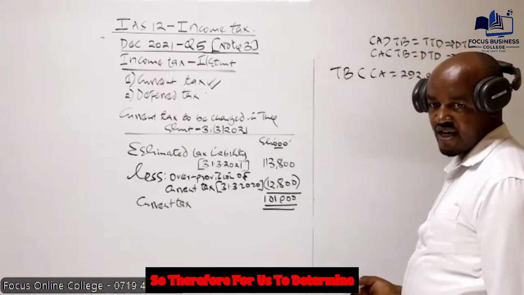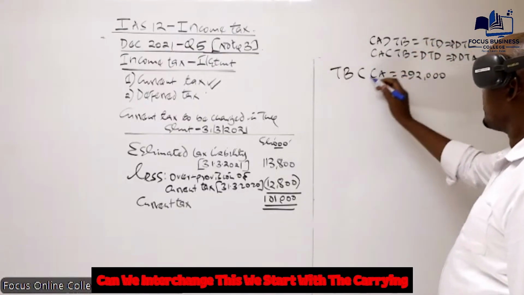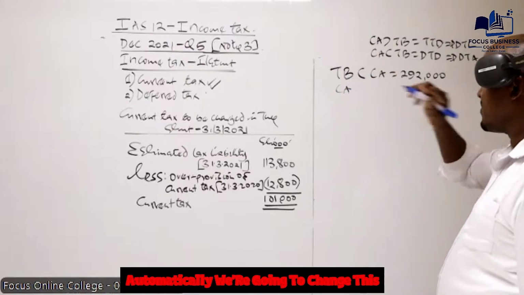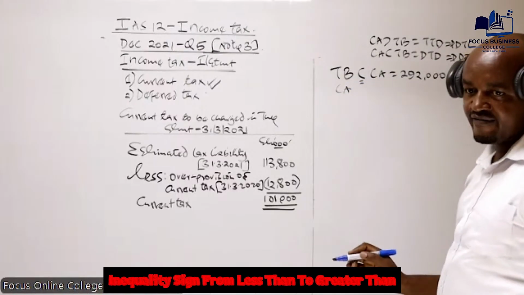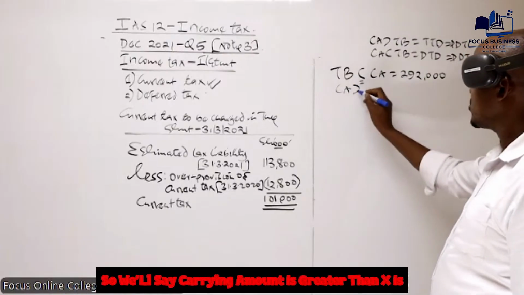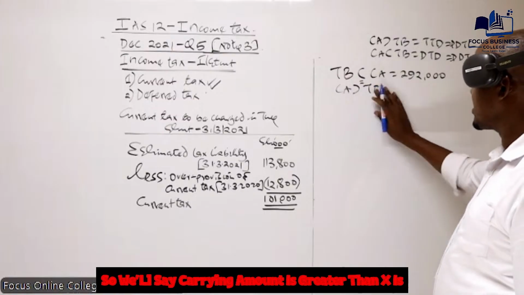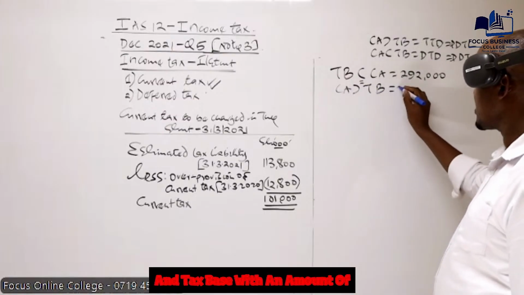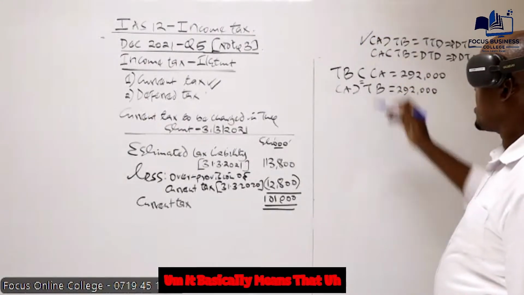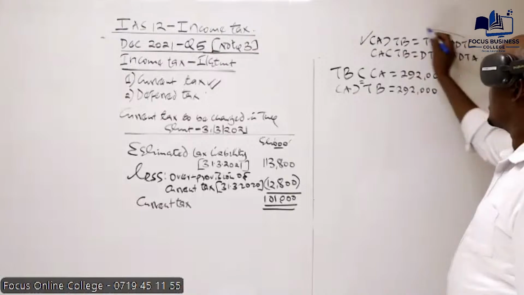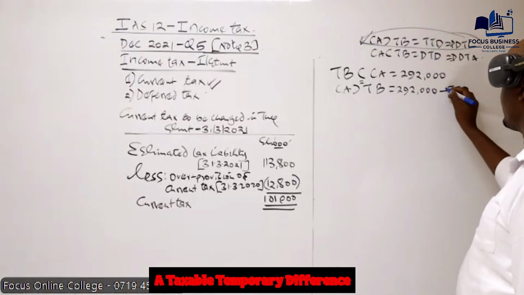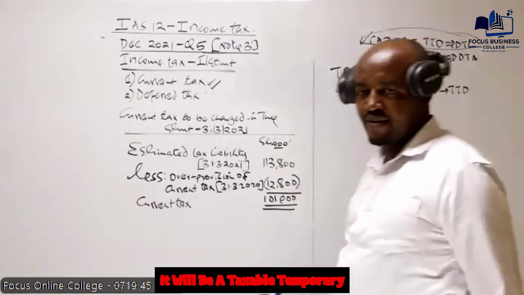So therefore, for us to determine whether this is taxable or deductible, can we interchange this? We start with the carrying amount. Automatically, we're going to change this inequality sign from less than to greater than. So we'll say carrying amount is greater than tax base with an amount of 292. So if that is the case, then it basically means that this one will be a taxable temporary difference.